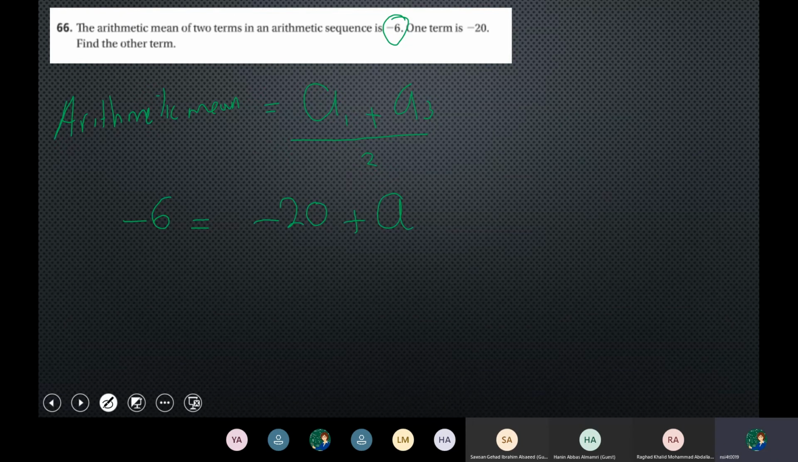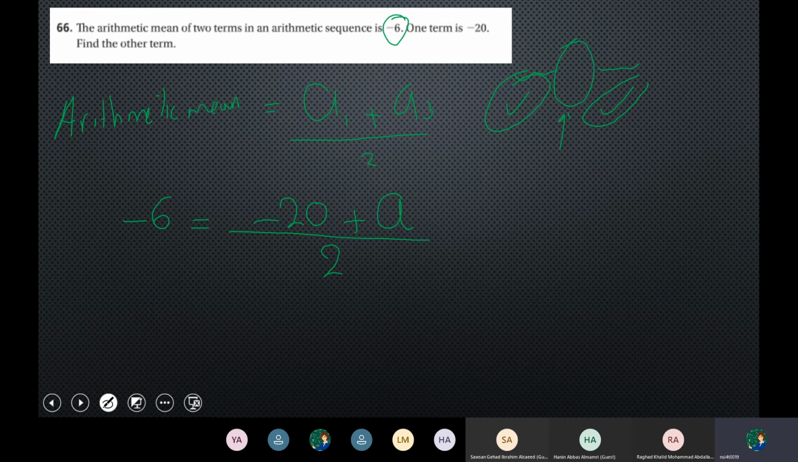I don't know it. I have to find now A. I will use this formula. I know that the arithmetic mean is -6, and I know that the first term is -20. In the previous questions, he gave me the first term and the third term, and I had to find the term between them. Here now, he gave me the term between them and one of the terms, and I have to find the other term.